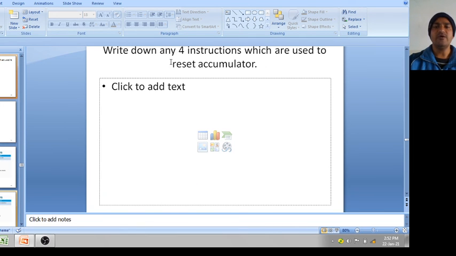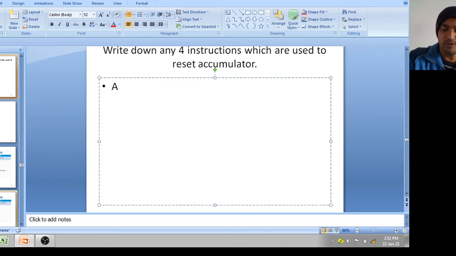Now this is your question. Write down any 4 instructions which are used to reset the accumulator. To reset the accumulator means what? A equal to 00. All 8 bits are 0. How will you write it down? Write down any 4 instructions which are used to reset the accumulator. The very first instruction you are already aware of. What?